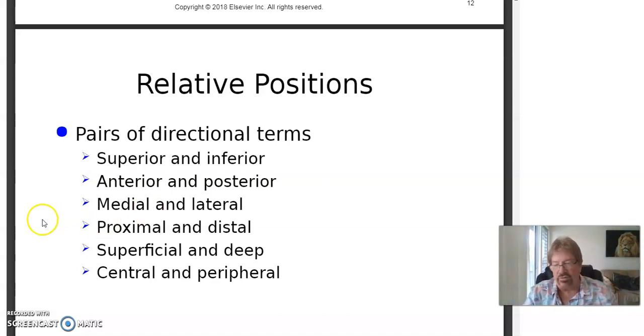Superficial means on the surface. Deep means deep. Central means centrally located, like the central nervous system is the brain and the spinal cord. Peripheral means out in the periphery.